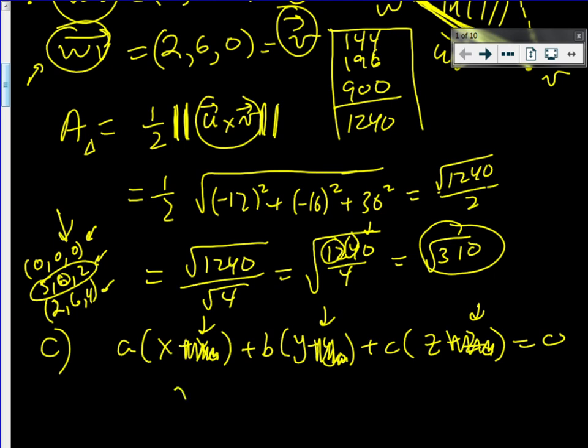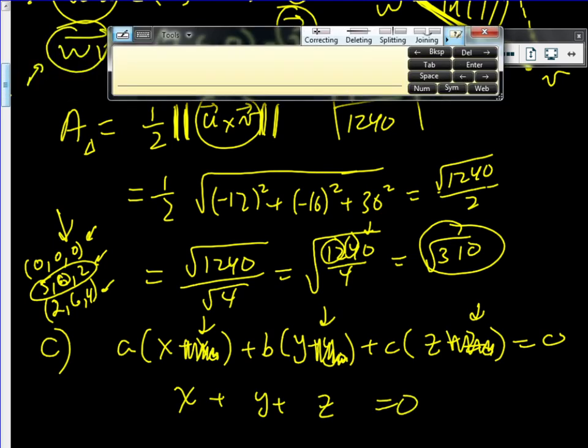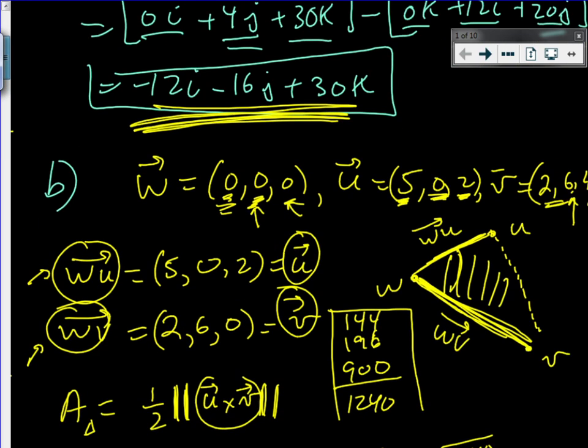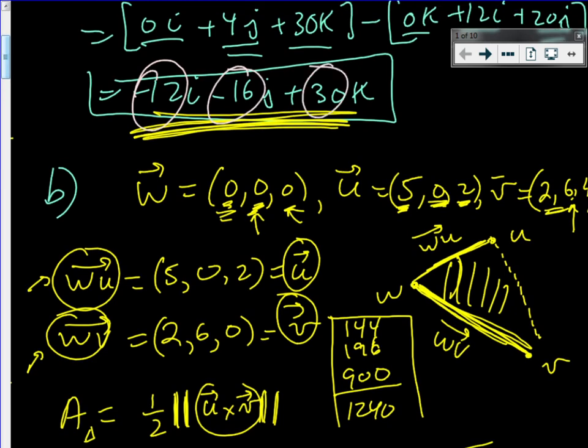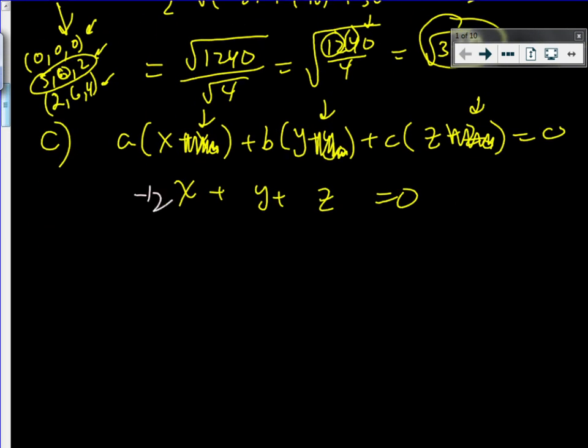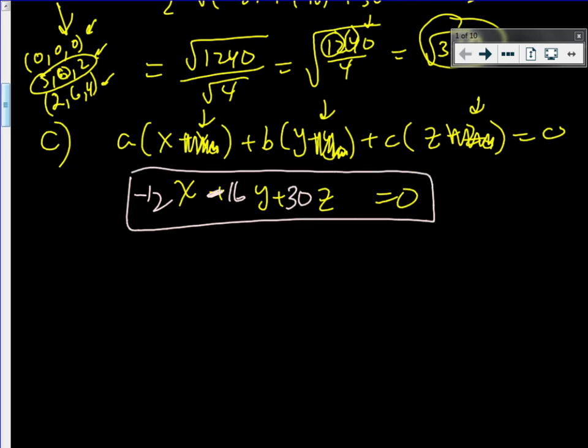Now, all we need to do is figure out what the a, b, and c are. But we already did. The a, b, and c come from the cross product from part A. That's A, that's B, and that's C. Negative 12, negative 16, and 30. So I claim that's the answer to C.